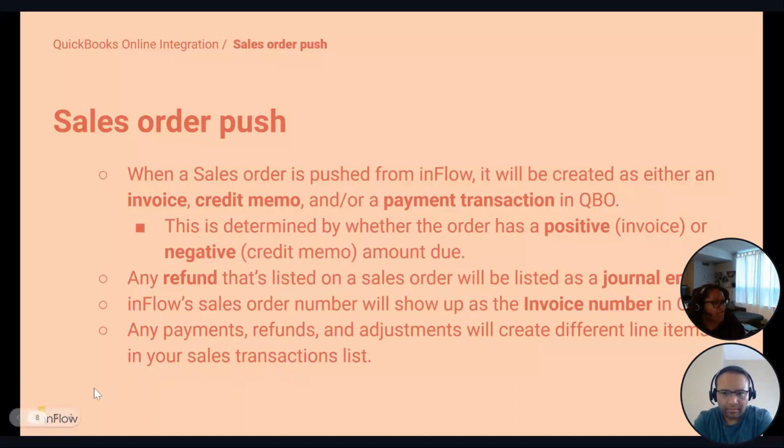Another couple notes. Any refund that's listed on a sales order will be listed as a journal entry in QuickBooks. The inFlow sales order number will show up as the invoice number in QBO. And any payments, refunds, and adjustments will create different line items in your QBO sales transaction list. So a couple things to keep note of.